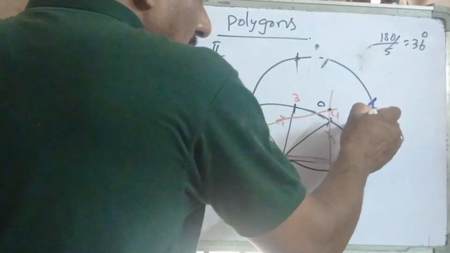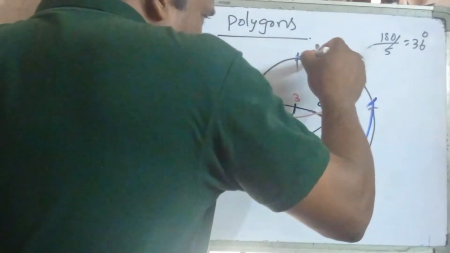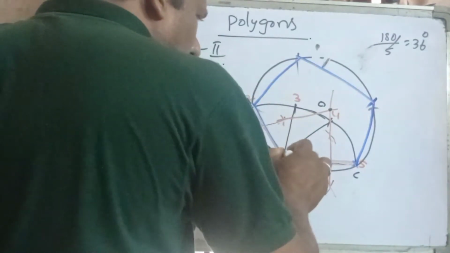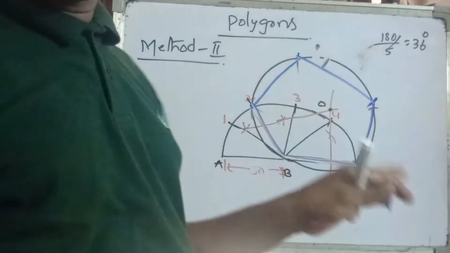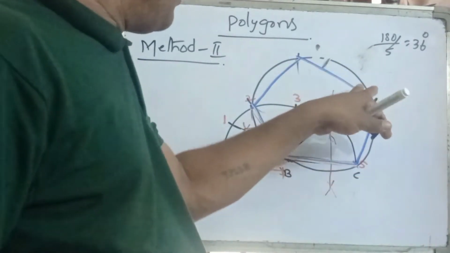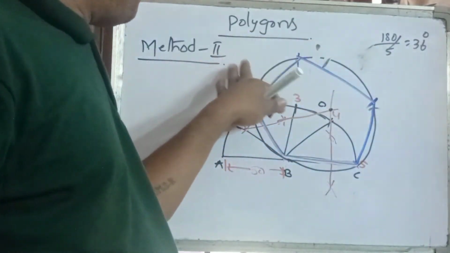Any fluctuations coming means you made some mistake at some level. So if you follow the procedure correctly, all the 5 sides you will get equally. So this is the method for a pentagon.